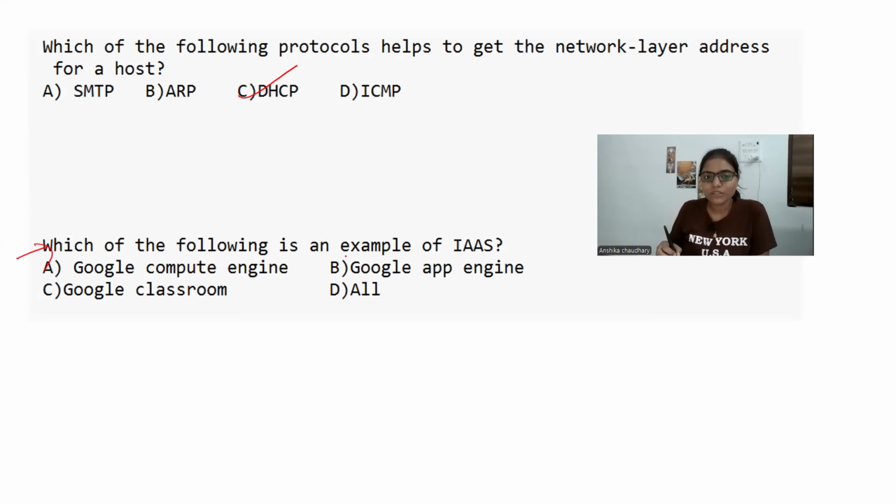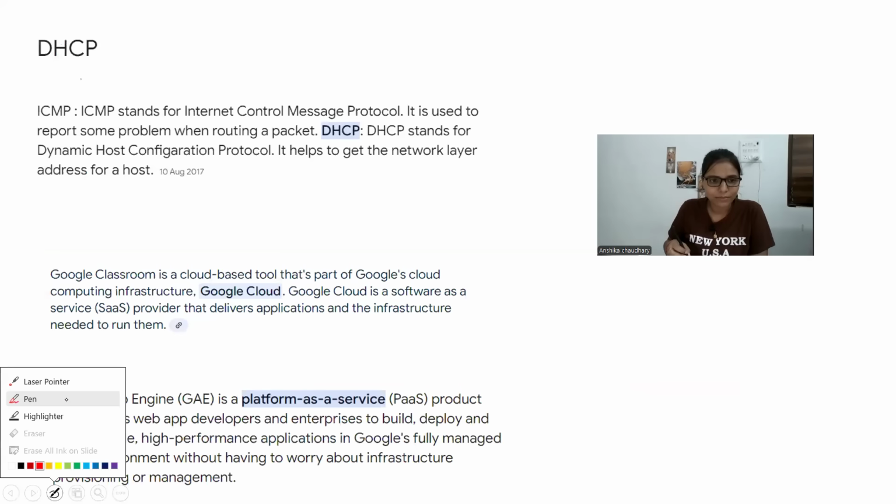Don't worry. Which of the following is an example of IaaS? IaaS stands for Infrastructure as a Service. Google Compute Engine, Google App Engine, Google Classroom, or all. So Google Compute Engine is an example of IaaS. Let's have a look at the explanation.